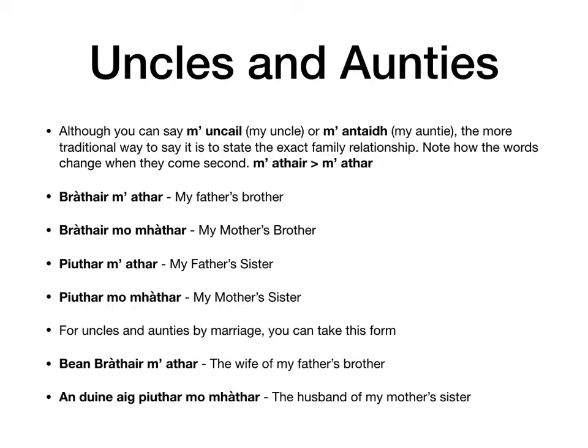So, your uncle on your father's side would be "brathair athar". Your uncle on your mother's side, "brathair mhathar". Your auntie on your father's side, "piuthar athar". And your auntie on your mother's side, "piuthar mhathar". If your uncles and aunties are by marriage, you can take this form as well, "an duine aig piuthar mo mhathar", the husband of my mother's sister.